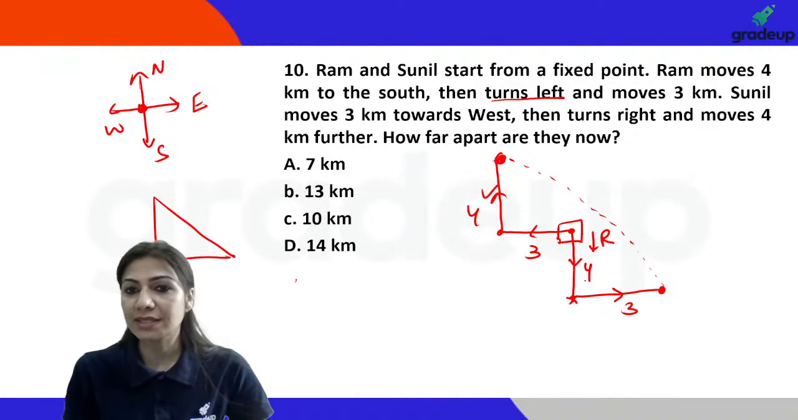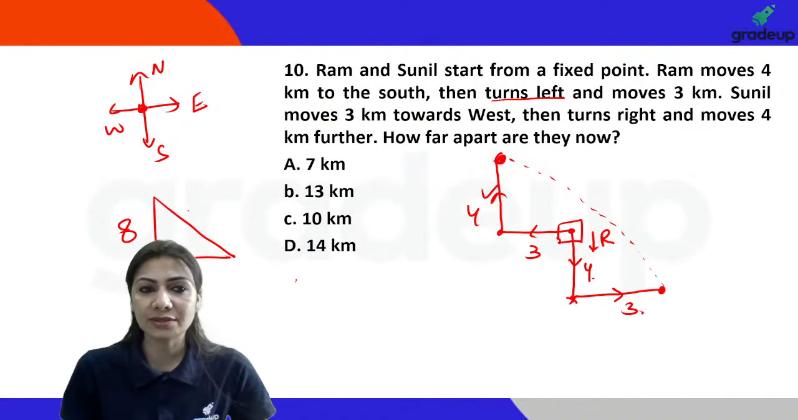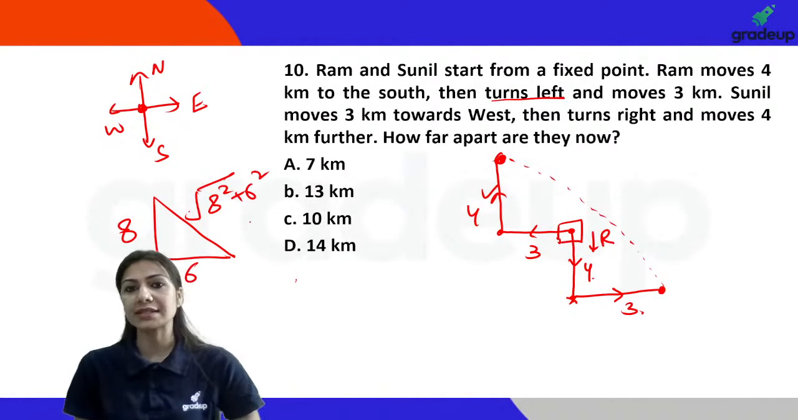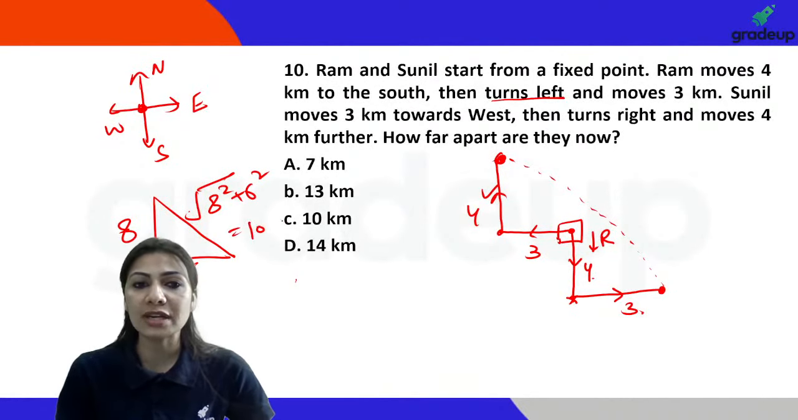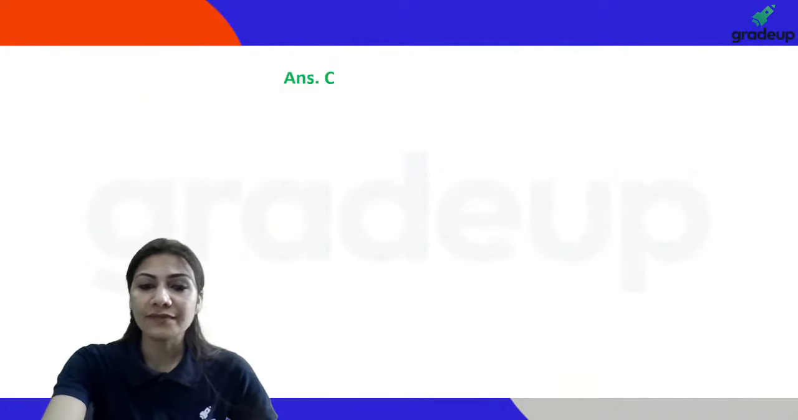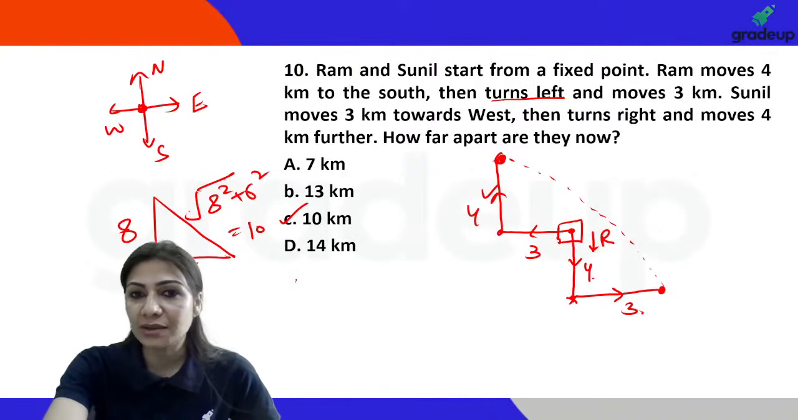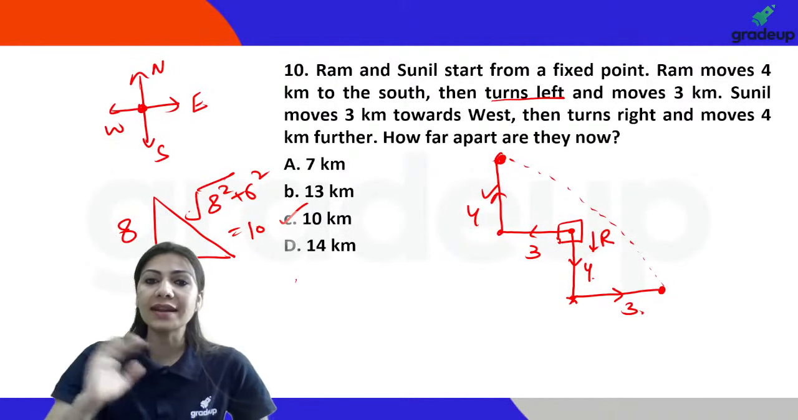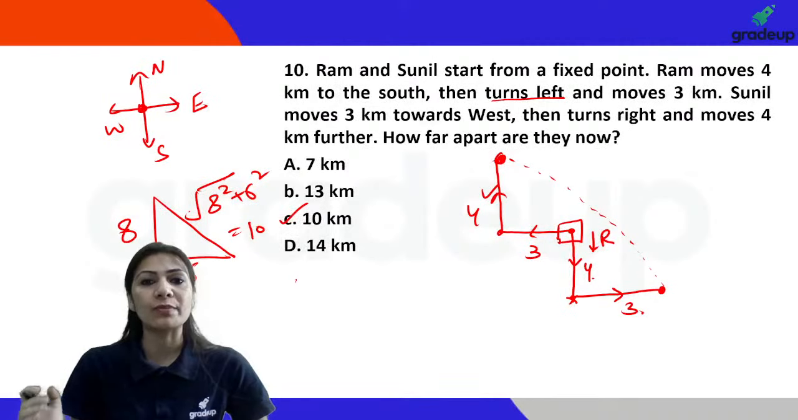So this complete. This is 4. This is 4. This complete will be 8. This is 3. This complete will be 6. So this will be under root of 8 square plus 6 square. That's 64 plus 36, 100, which is equal to 10 kilometers. Answer is option number third. Of course it is. Okay. So if the question is to calculate the maximum distance or the total distance, then the answer will be 4 plus 3 plus 4 plus 3.